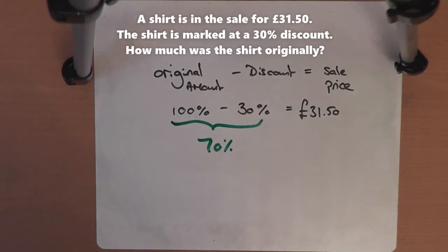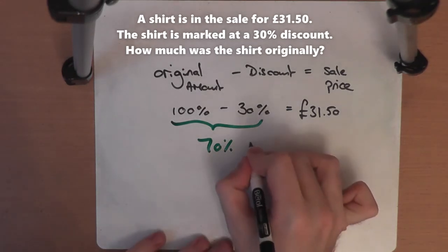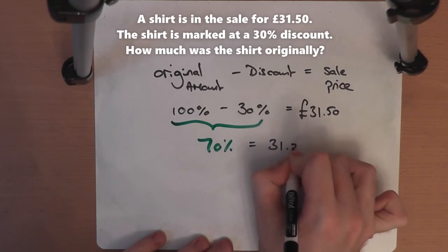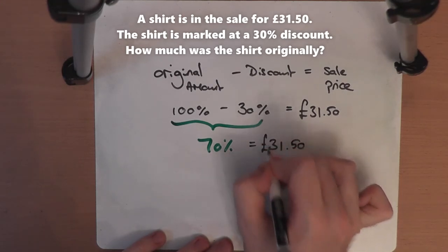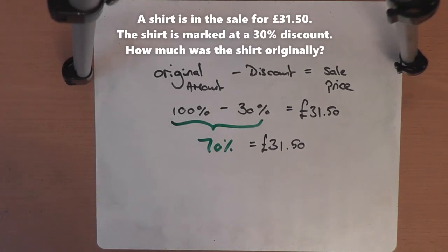We are left with 70% of the original, and the 70% here is £31.50. How is that helpful? Well, because we now know what 70% is. So maybe we could try and turn 70% into 100%, scale it, times or divide it by something, maybe, to get from 70 to 100. Is there anything we could times 70 by easily to get to 100? Well, probably not, actually. But maybe we could turn it into something else first.